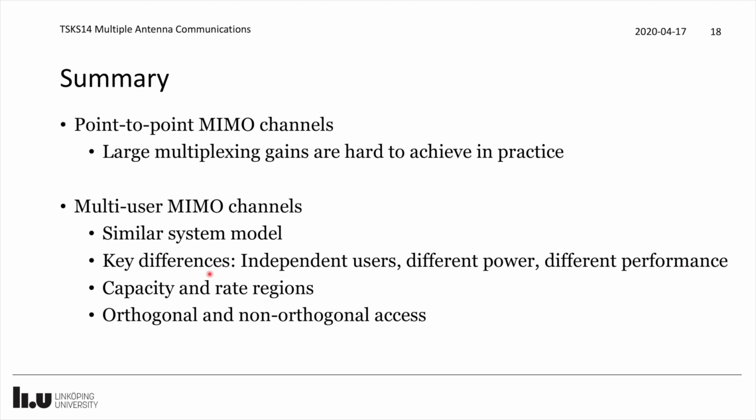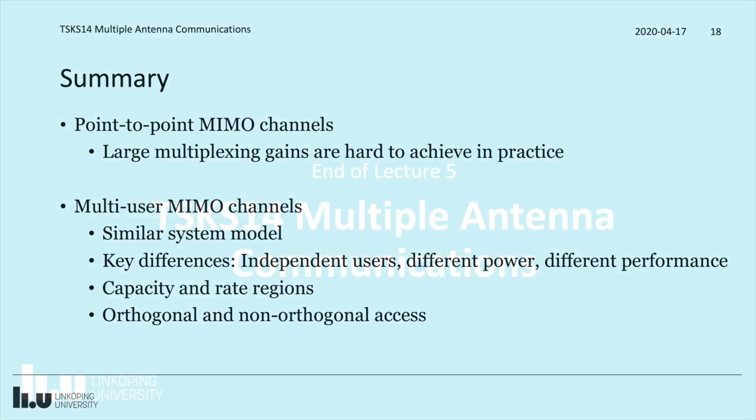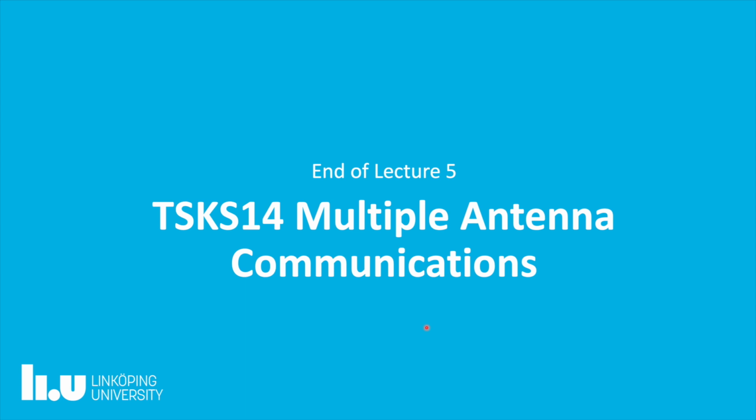That means that when we talk about capacity and rates, we need to draw regions that have a dimension as large as the number of users. In this video, I only showed you 2-dimensional examples, but one can extend this to more dimensions. I was also talking about orthogonal and non-orthogonal access. Multi-user MIMO is a type of non-orthogonal access where you let all the users transmit at the same time and you get interference between them, but you deal with that using multiple antennas. But usually we are not calling it non-orthogonal access, but multi-user MIMO. So this is the end of lecture 5 in multiple antenna communications.